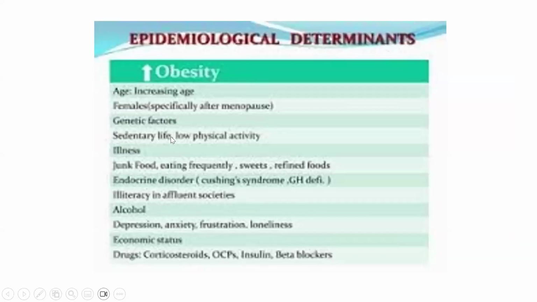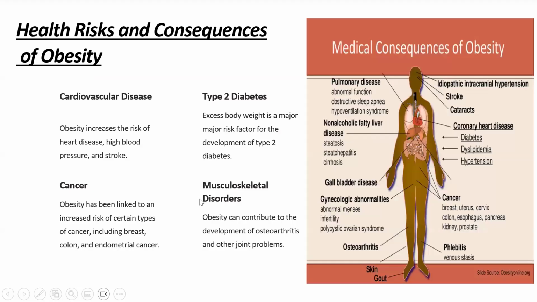Epidemiological determinants of obesity. Obesity tends to increase with increasing age. Females are more prone to obesity, especially after menopause. Genetic factors, sedentary lifestyle like low physical activity, illness, junk food, eating frequent sweets and refined food, endocrine disorders like Cushing syndrome, growth hormone deficiency, illiteracy, alcohol, depression, anxiety, frustration, loneliness, economic status, and drugs like corticosteroids, OCPs, insulin, and beta blockers.